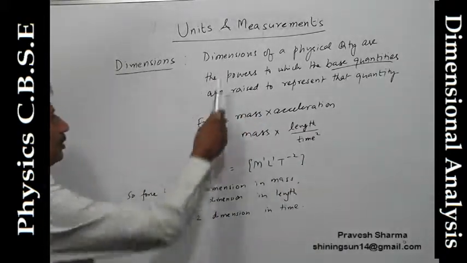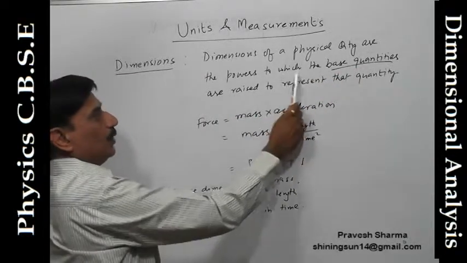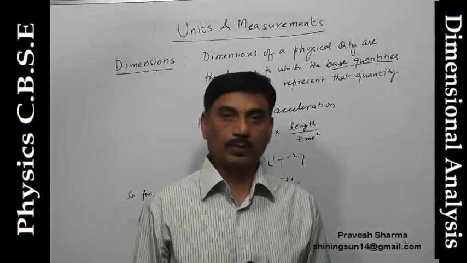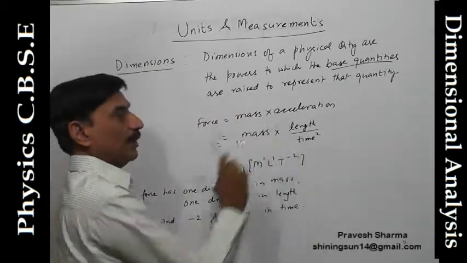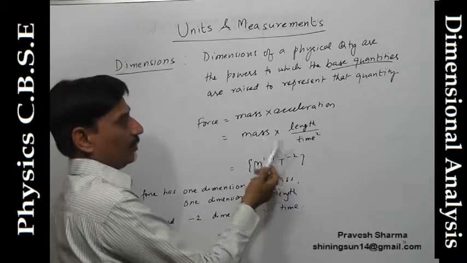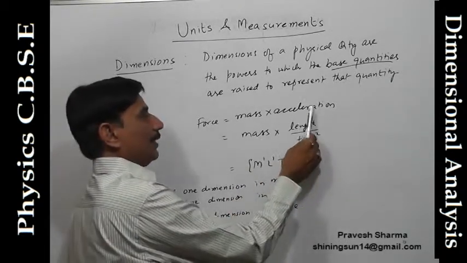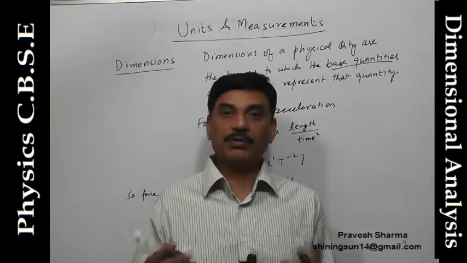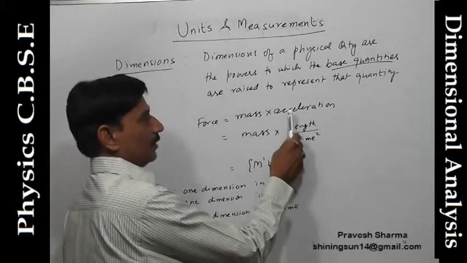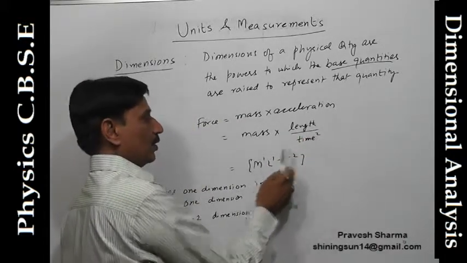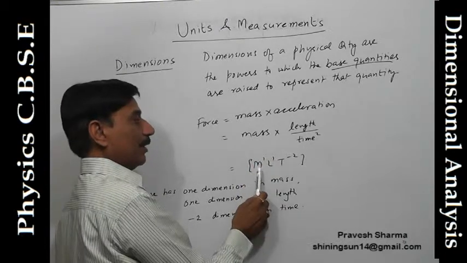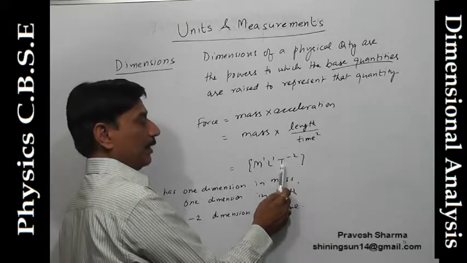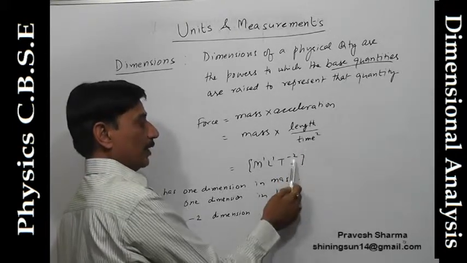So the dimensions of a physical quantity are the powers to which the base quantities are raised to represent that quantity. Now let's take an example of force. Force is mass into acceleration. Mass, obviously, is the base quantity. Acceleration is distance by time square, more or less. If you go deeper, acceleration is dv by dt. Let's simply say acceleration is length upon time square. So mass I represent by capital M, length by capital L, time by capital T. This goes over here, this is plus 2, and this goes over here, this minus 2.